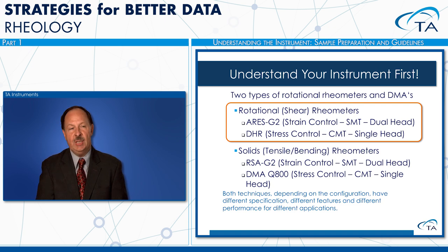The RSA G2 is the linear type of rheometer, which is a counterpart to the ARES. We have the DMA Q800, which is more akin to the DHR rotational rheometer. So with solids rheometers, we test things primarily in a linear deformation. With our rotational rheometers, we test things in a rotational type of deformation.